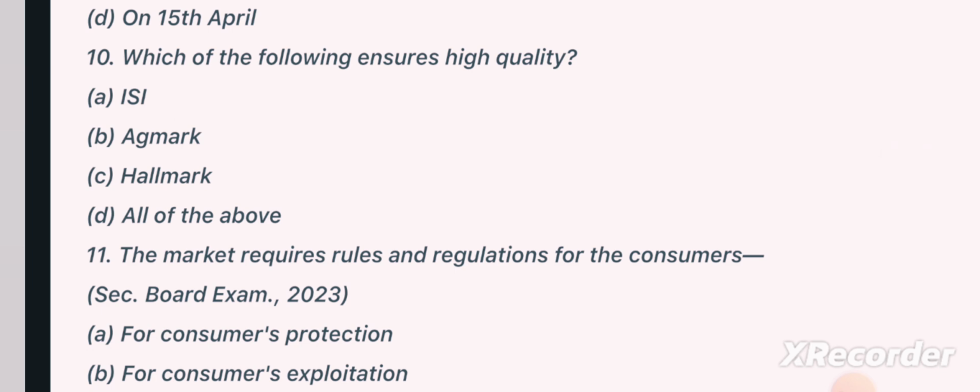10th, which of the following ensures high quality? A. ISI, B. Agmark, C. Hallmark, and D. All of the above.